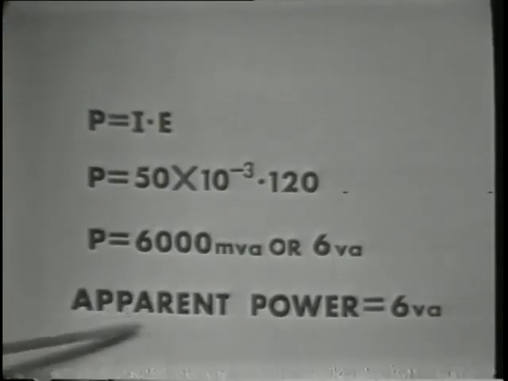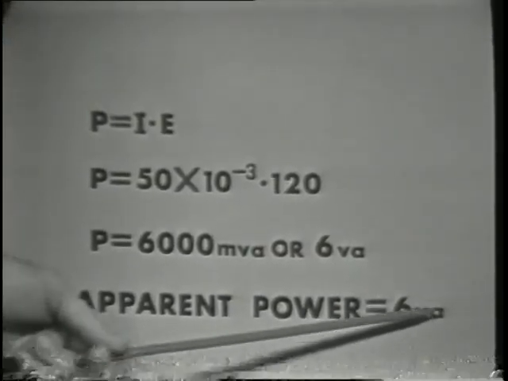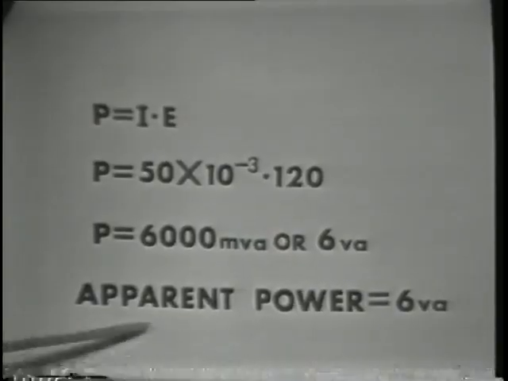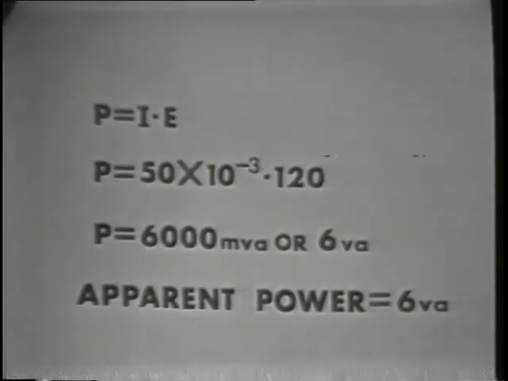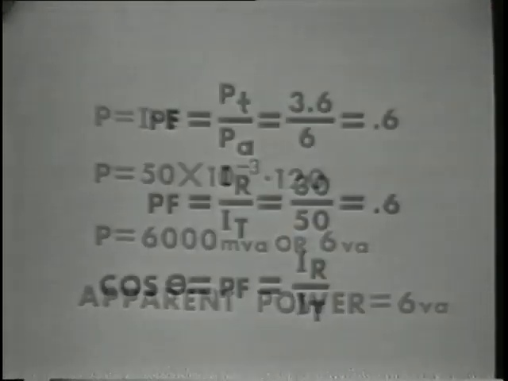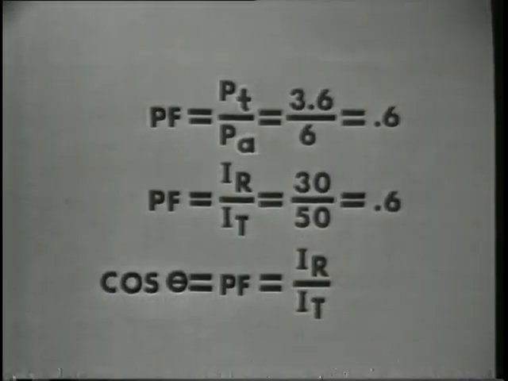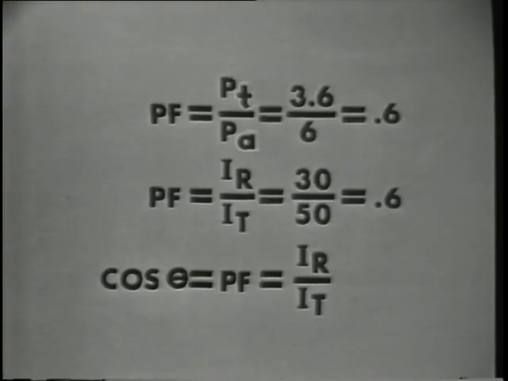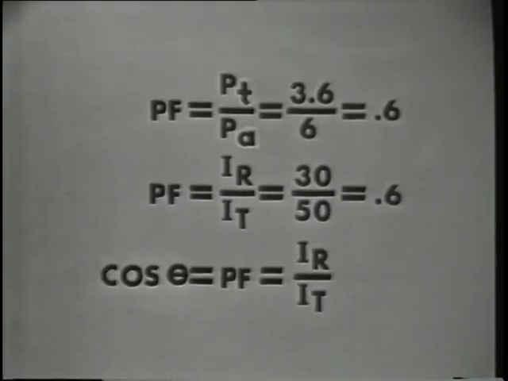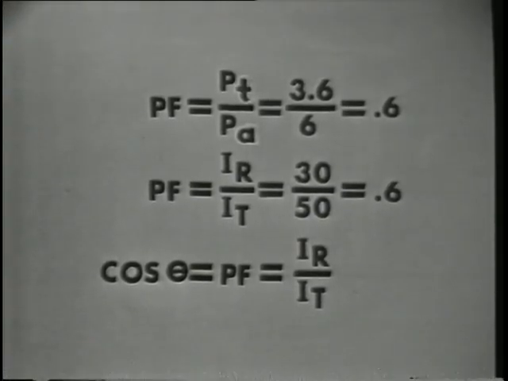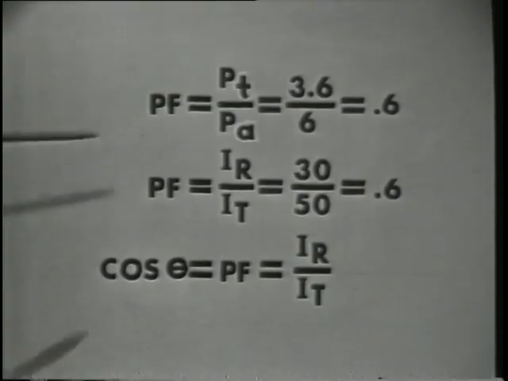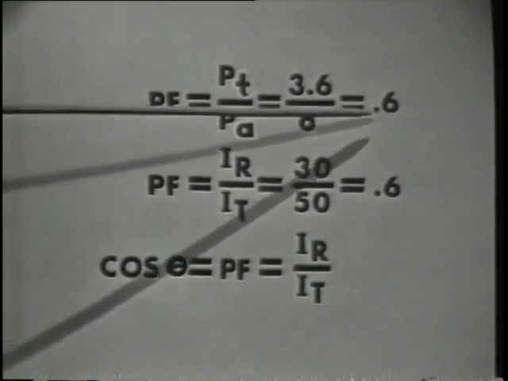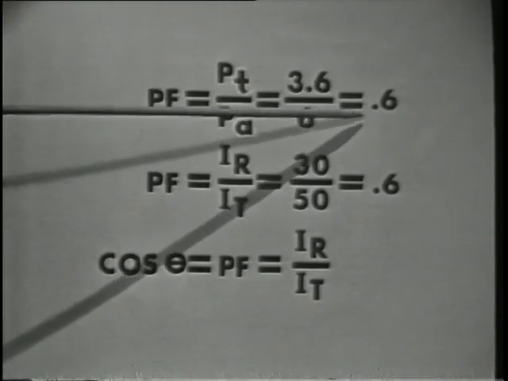And you recall that apparent power is measured in volt amperes rather than watts, because all of this power is not dissipated as heat. Now, the ratio of true power to apparent power is the power factor. And stated mathematically, power factor equals true power over apparent power, or 3.6 over 6 equals 0.6. The power factor for our circuit is 0.6.